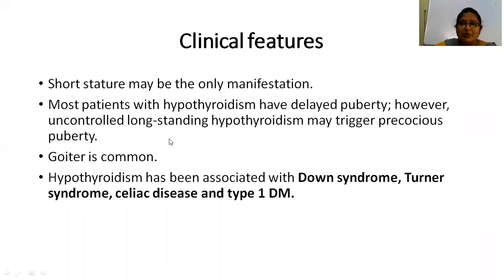Why is there precocious puberty? TSH has alpha and beta subunits. The alpha subunit is common for luteinizing hormone and follicle stimulating hormone. Okay, so it stimulates FSH. As a result, there is precocious puberty. Then goiter is common. It is associated with Down syndrome, Turner syndrome, celiac disease, and type 1 diabetes mellitus.